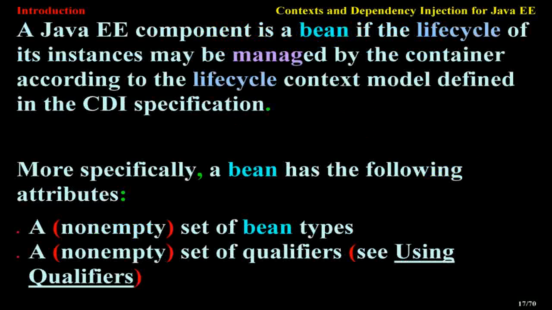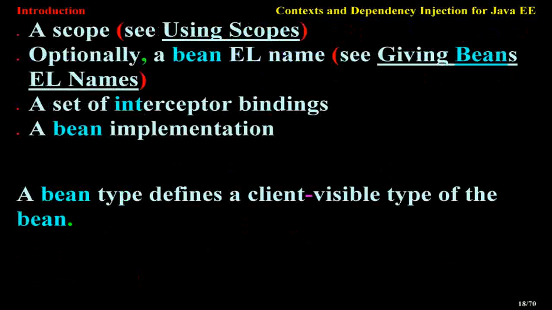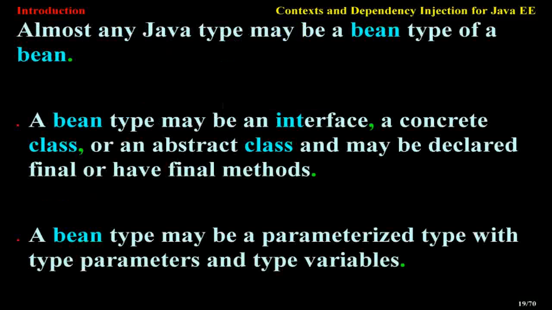More specifically, a bean has the following attributes: a non-empty set of bean types, a non-empty set of qualifiers (see Using Qualifiers), a scope (see Using Scopes), optionally, a bean EL name (see Giving Beans EL Names), a set of interceptor bindings, and a bean implementation. A bean type defines a client-visible type of the bean. Almost any Java type may be a bean type of a bean.